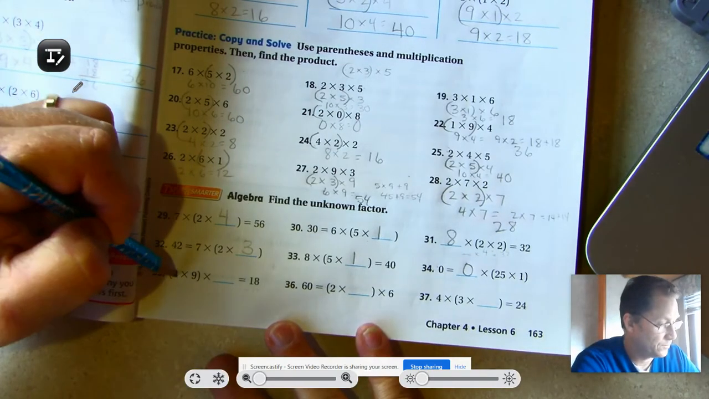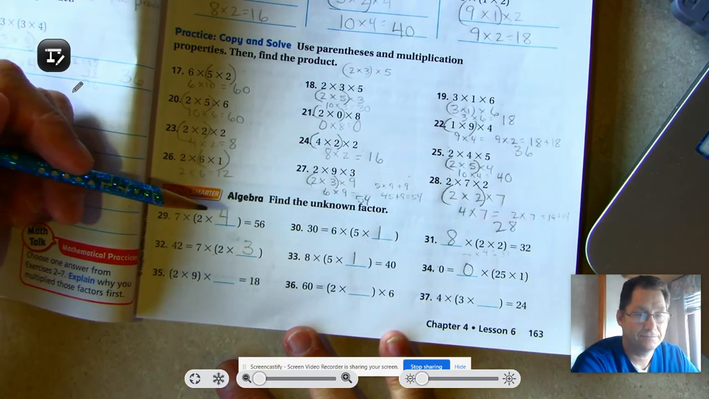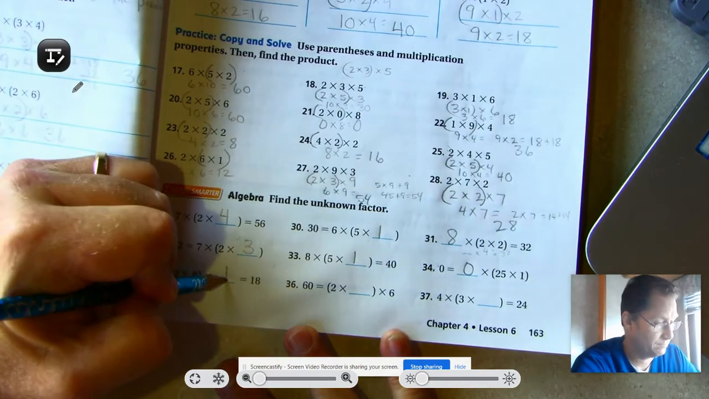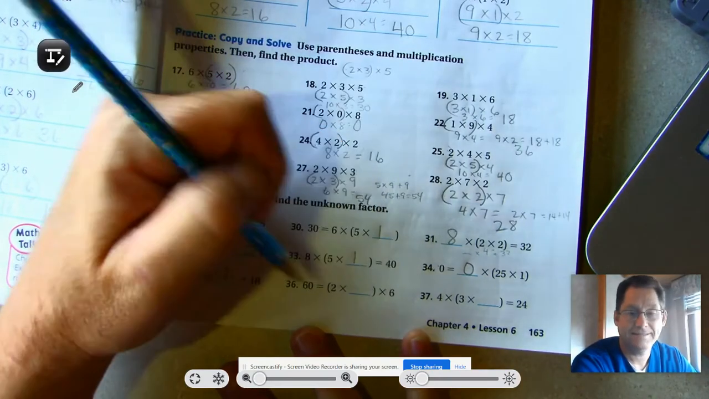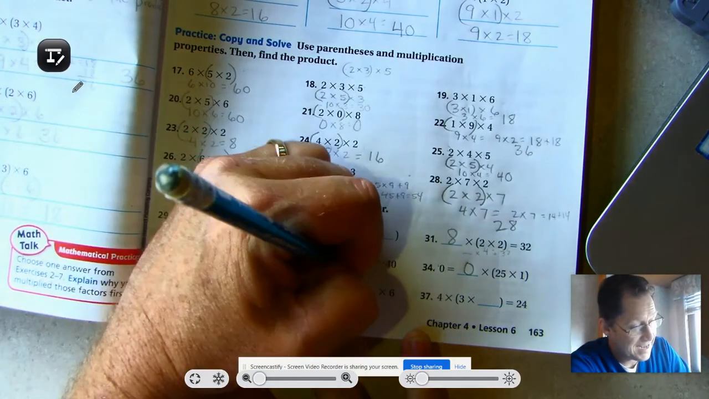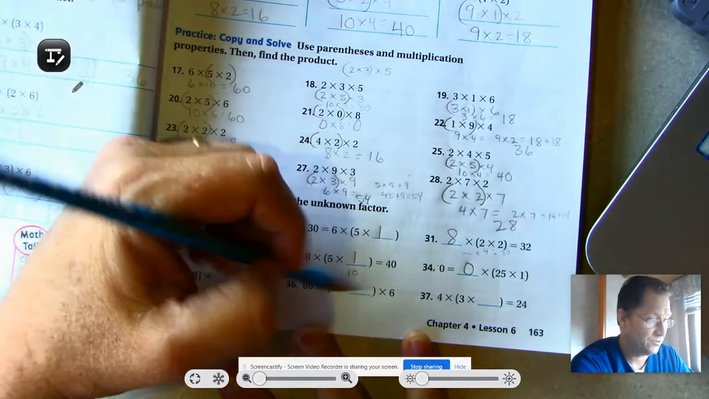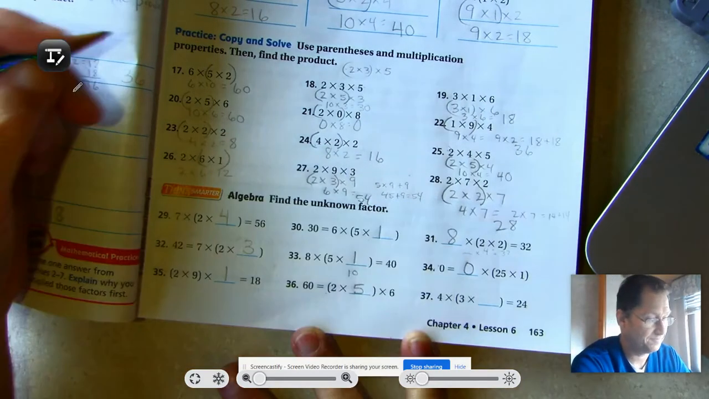All right, so 2 times 9 is 18. 18 times what is 18? 1. 6 times what is 60? 6 times 10 is 60. So 2 times what will give me 10? 5.